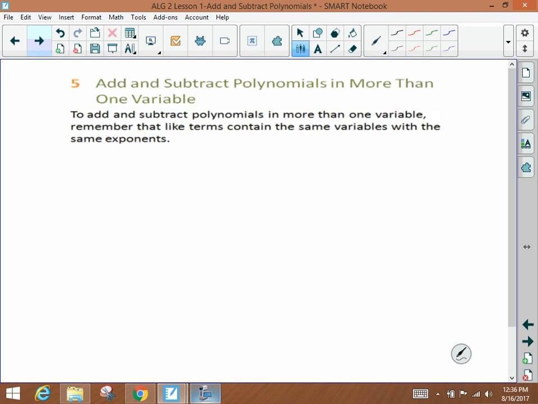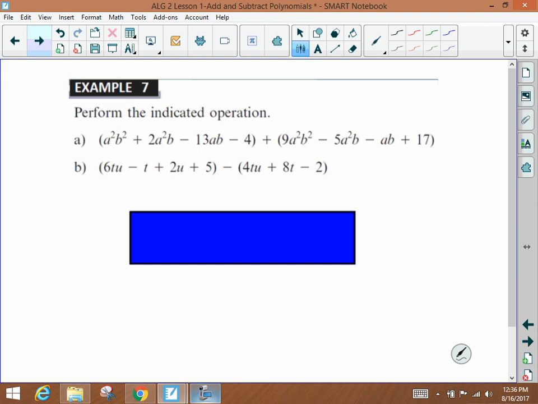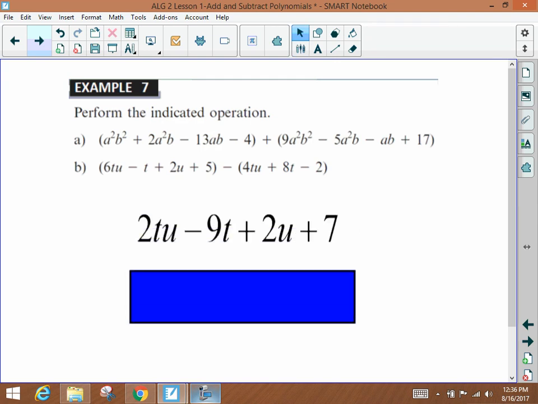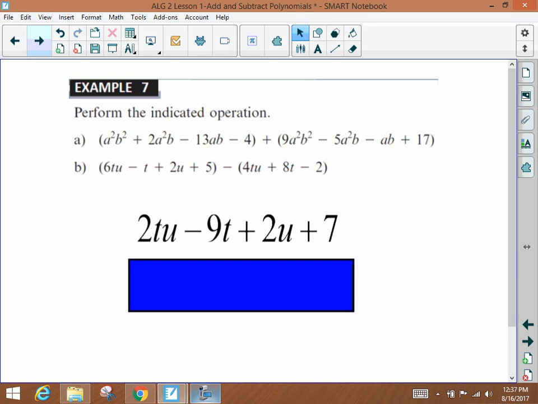All right, so if we're going to add and subtract polynomials with more than one variable, we're going to have to, again, combine like terms. Or find our like terms and combine them, right? I can't add x's to y's and y's to x's. Can't do that. So if we look at this particular answer to B, that is what we're going to wind up with, right, for our answer to B.